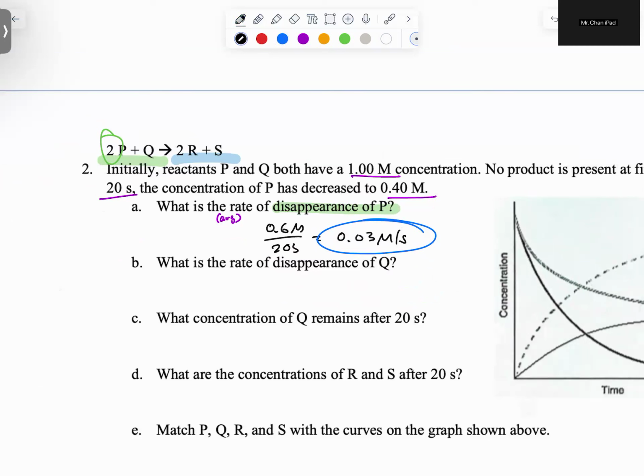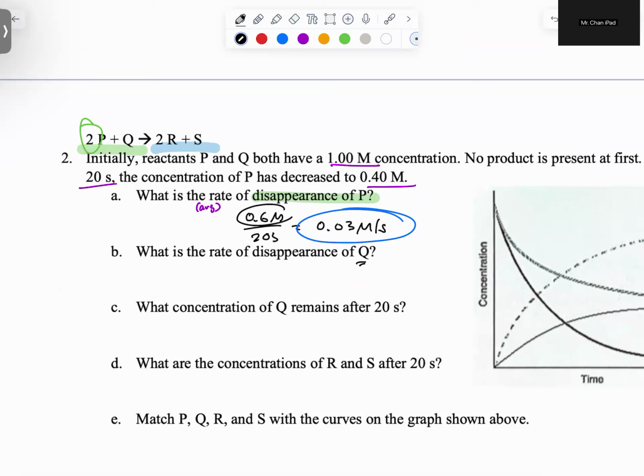Okay. What about disappearance of Q? Well, if P drops by 0.6, it is simply stoichiometry, because they are in mole ratio. So we can say, hey, the rate of consumption of Q should be half as much as P because it's a 2-to-1 ratio. So that's why you divide by 2.